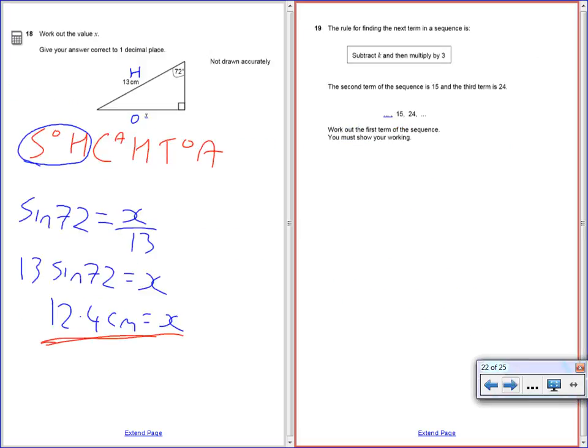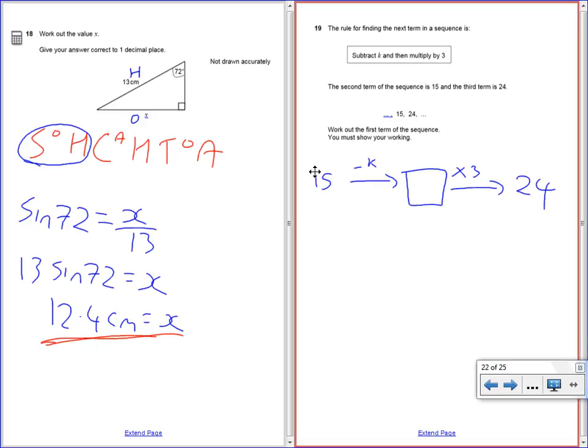19 was a very difficult question. Lots of people got this one wrong. We're told that to get from one term to another, you subtract k and then multiply by 3. That means to get from 15 to 24, we subtracted k and then multiplied by 3. So what that means is if we started off with 15, subtracted k, and then we multiplied by 3, we ended up with 24. So we've got to work out what k must be.